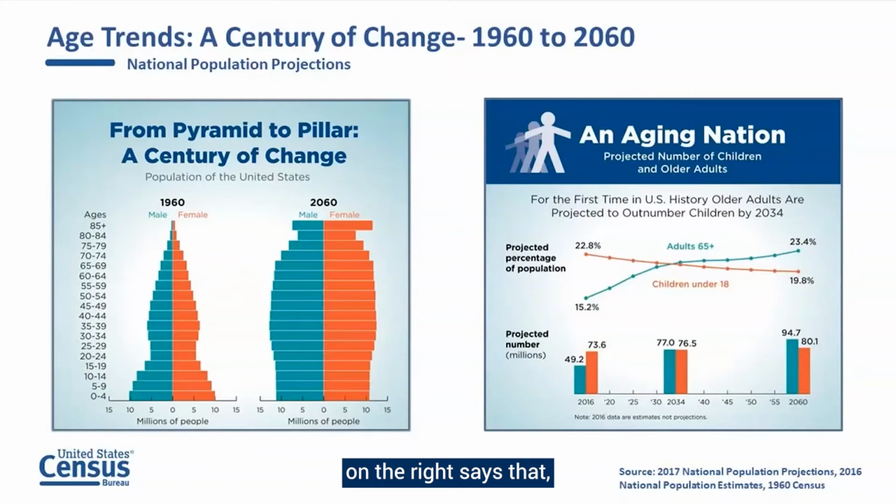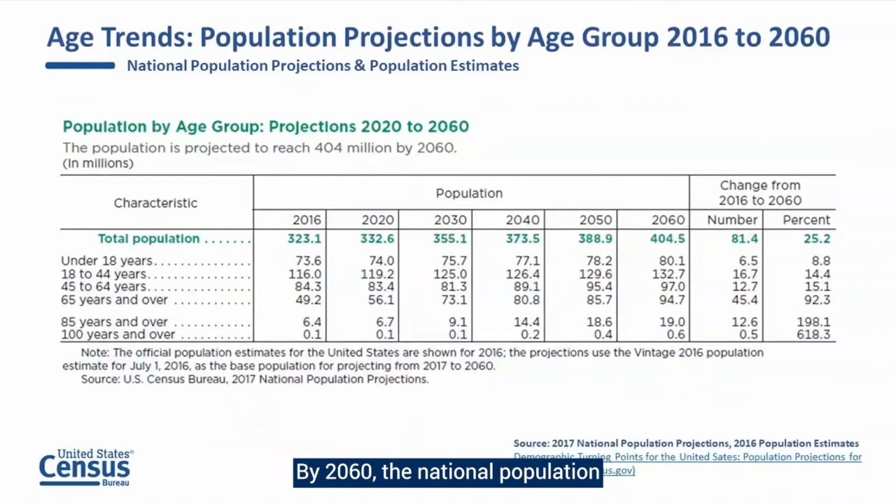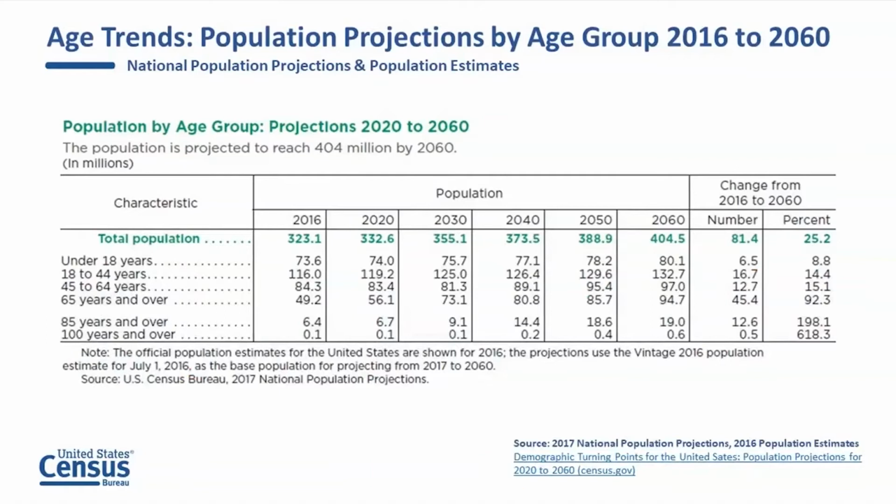The graphic on the right shows that in coming decades, the percentage of children will slightly decrease from 22.8% in 2016 to 19.8% in 2060, while the percentage 65 and over will increase from 15% to 23.4%. All right, by 2060, the national population is projected to reach over 404 million with a growth rate of 25.2%. But how did the projections break down in terms of age groups? The under 18 population will number right over 80 million with a growth rate of 8.8%.